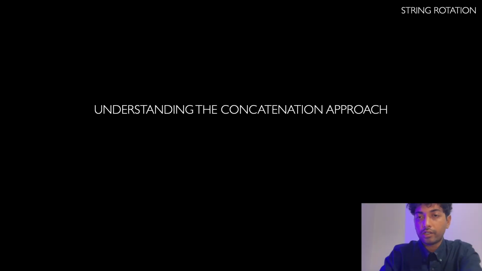Understanding the concatenation approach. The reason this works is that by concatenating s1 with itself, we create a string that contains all possible rotations of s1 as substrings. For example, if s1 is waterbottle, then s1s1 is waterbottlewaterbottle. Any rotation of waterbottle will appear in this concatenated string.